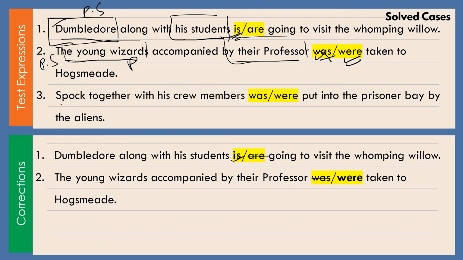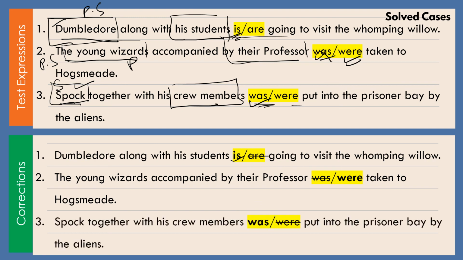And the last one, Spock together with his crew members was or were put into the prisoner bay by the aliens. Spock is the primary subject, crew members the appendage or secondary subjects. The verb has to take the form of the primary subject, which is singular in nature. So you go for "was" and not "were." Correct expression, Spock together with his crew members was put into the prisoner bay by the aliens. Okay, that's about it, guys.